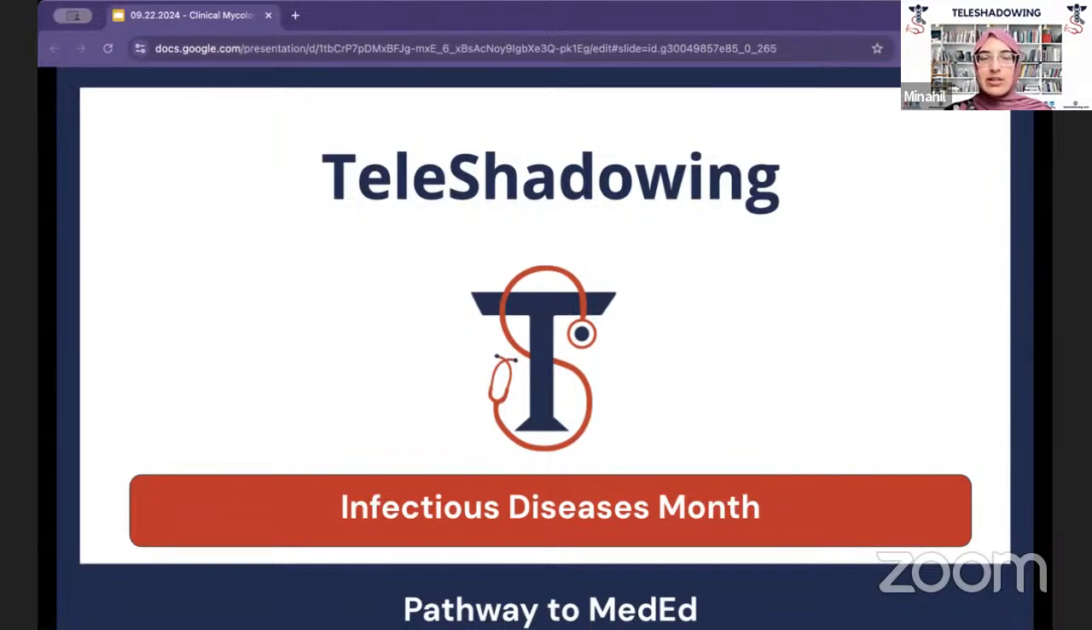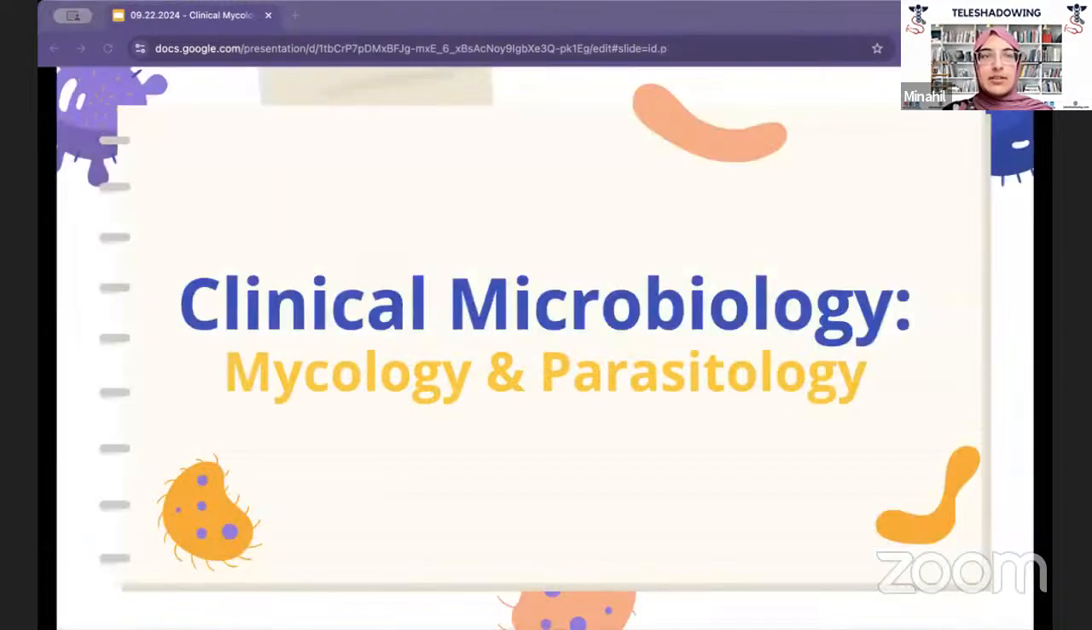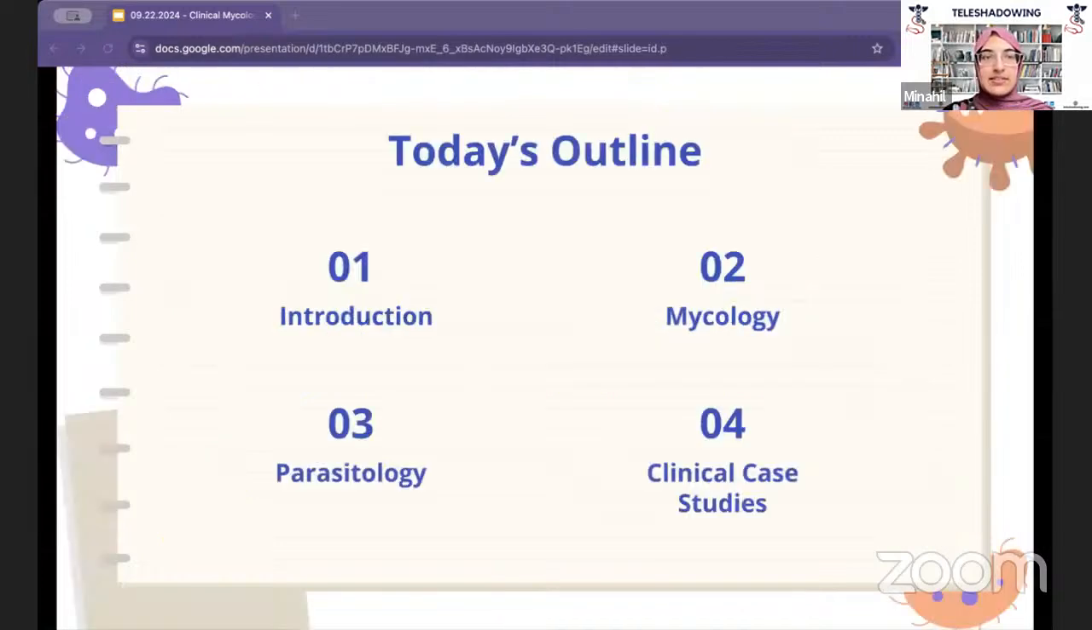So today we're continuing our infectious diseases month of September 2024. We are continuing on from learning about the basics of bacteriology, microbiology, and clinical microbiology from last week. And this week we're going to be learning a little bit more about parasites and fungi. The fancy terms for them are mycology, which is the study of fungi, and parasitology, which is the study of parasites.